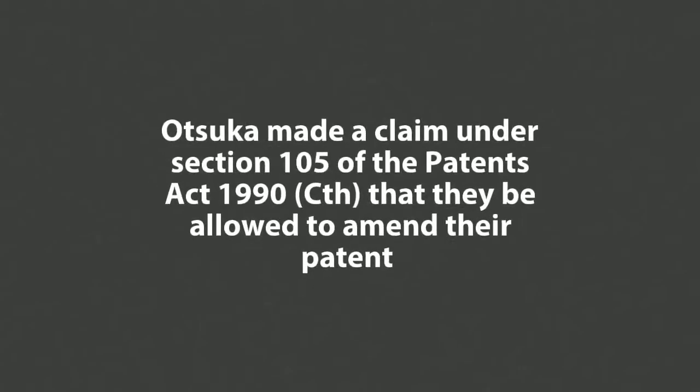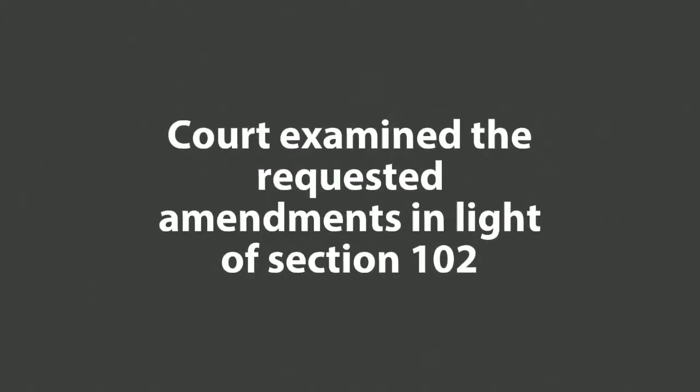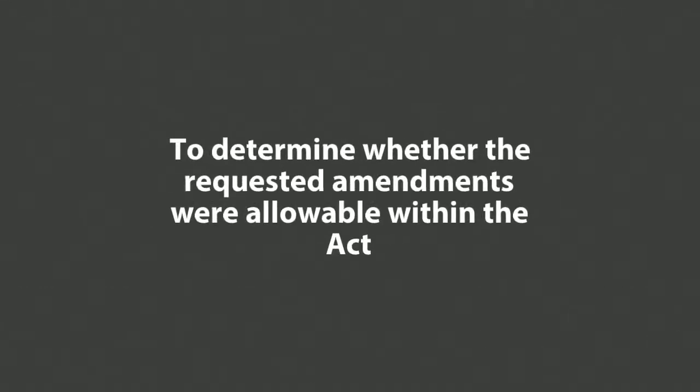Apotex denied any infringement of the patent and cross-claimed for the revocation of the patent on the grounds that it was invalid. As the patent was already a subject of a court proceeding, Otsuka, the patentee, made an application to the court under Section 105 of the Patents Act that they be allowed to amend their patent. Upon Otsuka making this application, the court examined the proposed amendments in light of Section 102 of the Act. This was to determine whether the requested amendments were allowable.